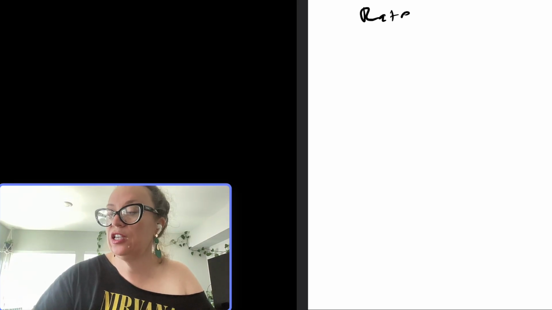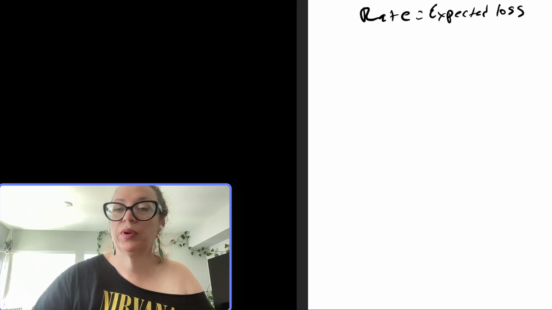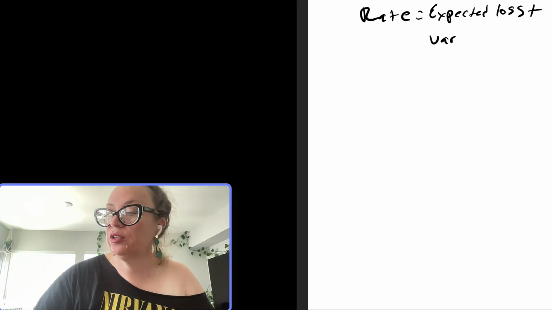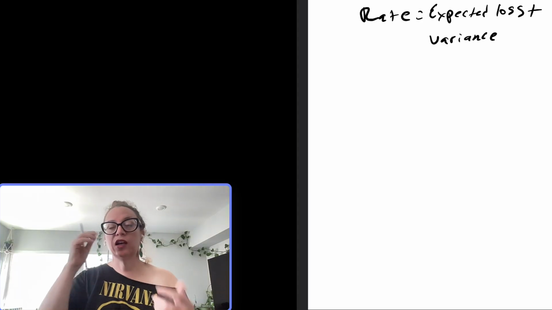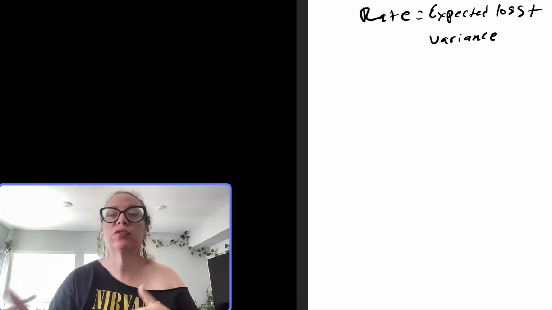The rate equals expected loss plus variance, how variable it is. Okay, what we expect plus the variation of how bad it could be versus how good it could be.